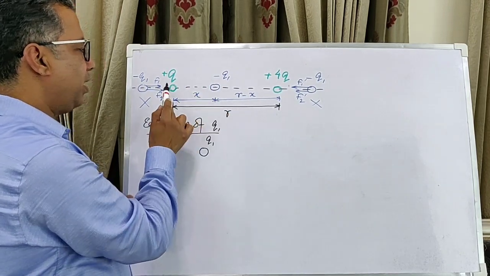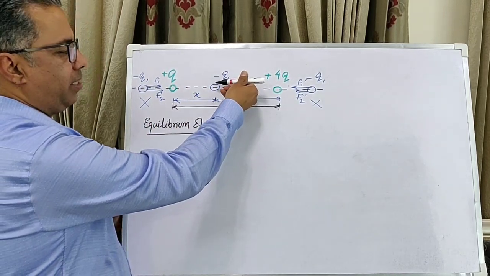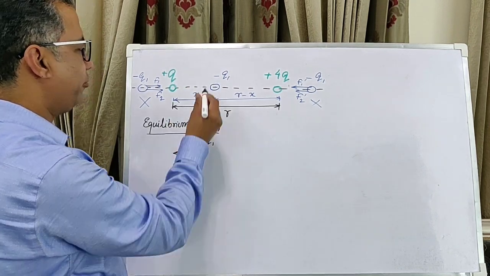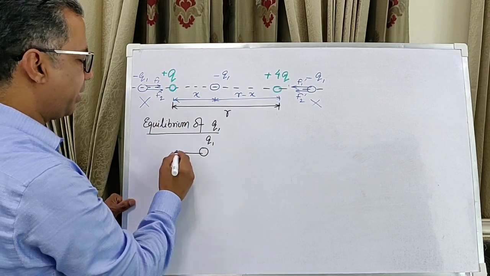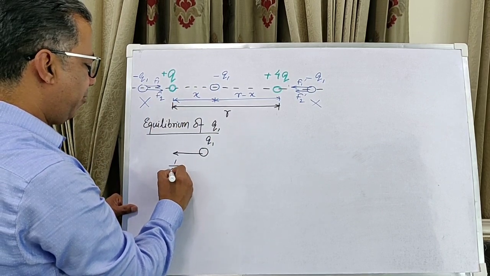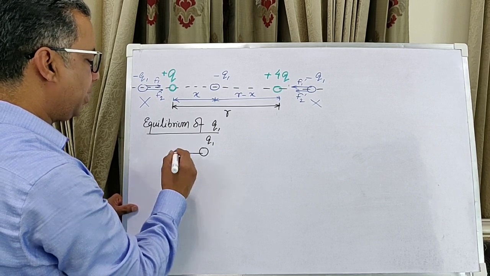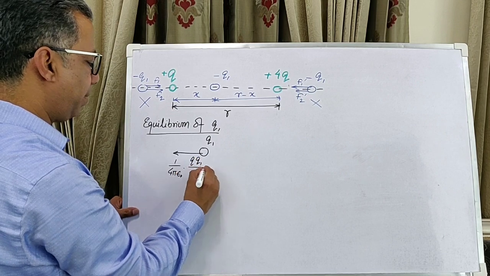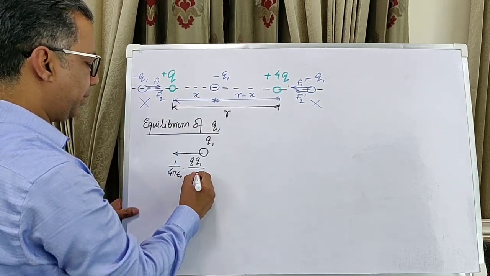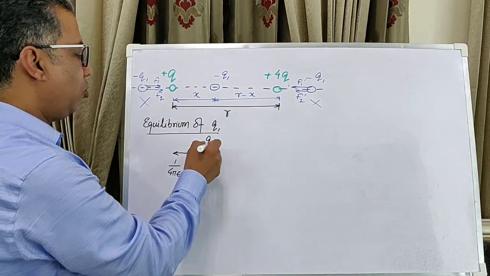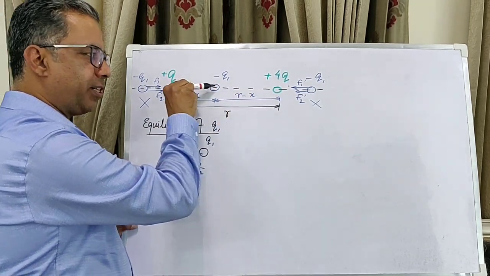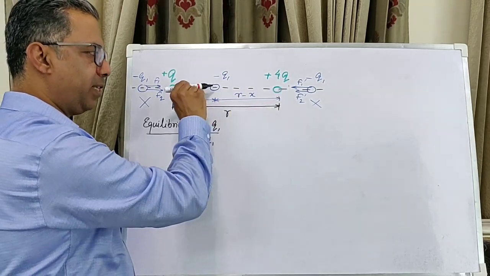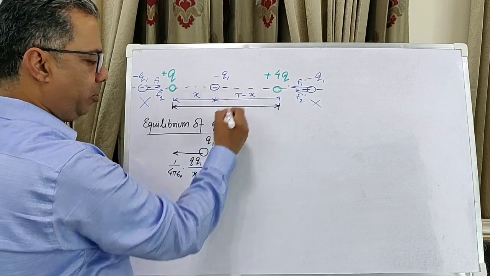Now for Q1, this plus Q exerts an attractive force towards the left. Let's say this attractive force on Q1 towards the left is 1 by 4 pi epsilon naught times Q into Q1 by x square, correct? Q1 also experiences an attractive force towards right because of 4Q here. This is negative, this is positive, so there's an attractive force. This will be towards right.